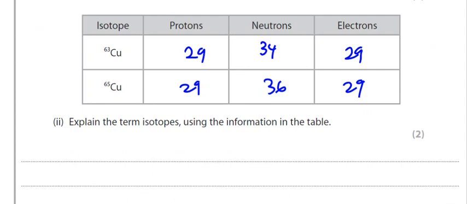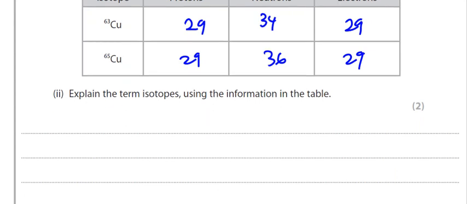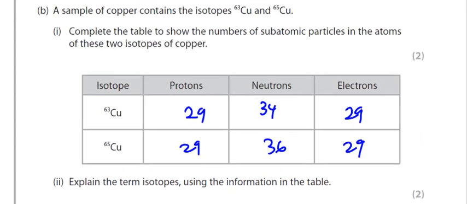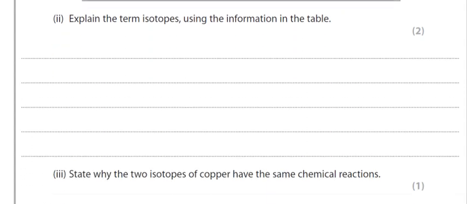Explain the term isotopes using the information in the table. That means you can't say isotopes are atoms which have the same atomic number and different mass numbers. That answer is wrong here. You have to use the information in the table. That means you use the subatomic particles. So isotopes have the same number of protons and a different number of neutrons.